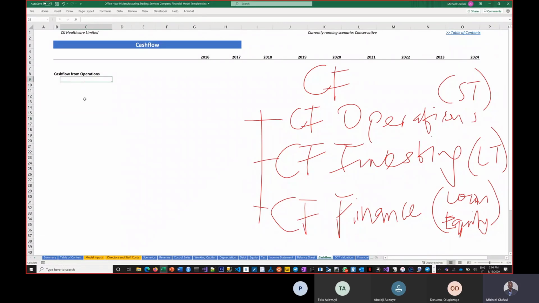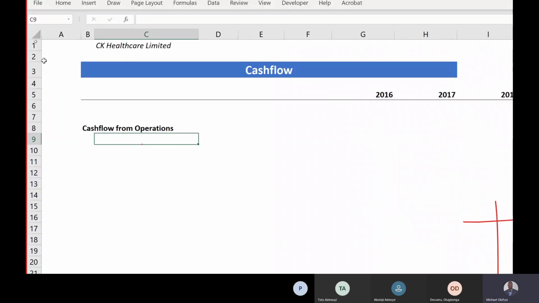So let's start with the cash flow from operations. I'm going to zoom my screen so that you will be able to see clearly what I'm typing. Normally you have to bring in your net profit. We call this the indirect approach, but so far it's becoming the global approach.